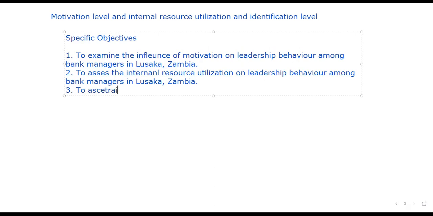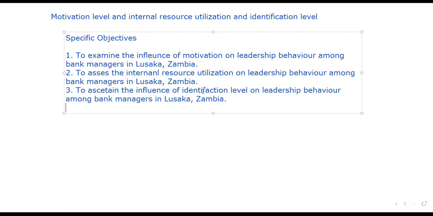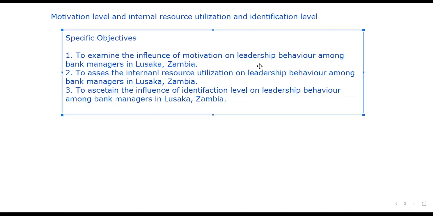To ascertain, however it's spelled, anyway, time is up with us. To ascertain the influence of identification level on, I bring back the same thing. Great. And I'm done. And I'll get my marks from here.